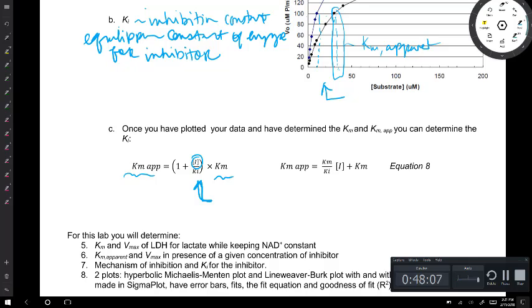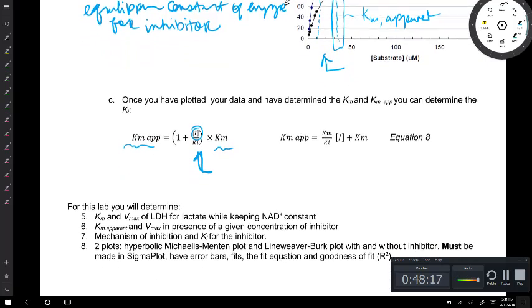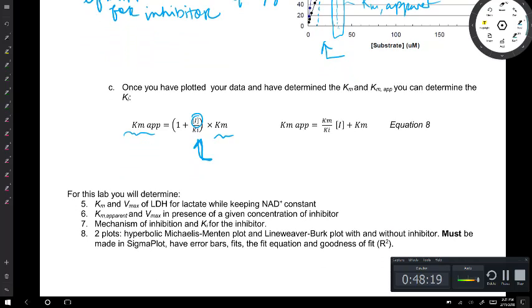And so that's the last thing I'd like to cover in terms of content knowledge for this lab. But just a reminder before we actually begin the lab this week, a heads up of what you're going to be doing in lab. So you're going to be determining the Km and the Vmax for LDH and lactate while keeping the NAD plus concentration constant. You'll determine the Km apparent and the Vmax in the presence of a given concentration of inhibitor. You'll need to use your data to determine the mechanism of inhibition and estimate the Ki for the inhibitor.